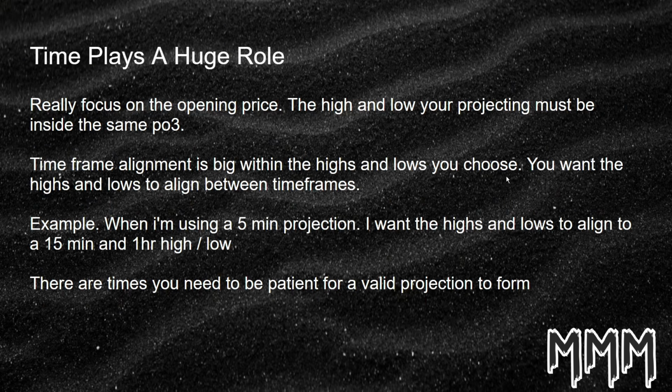Okay, time plays a huge role. Really focus on that opening price of the power of 3. The high and low that you are projecting must be inside the same power of 3. So if I'm projecting the 10 a.m. power of 3, for example, I'm not trying to key the fib from a high that was after 10 a.m. to a low that was before 10 a.m., because 10 a.m. was the start of that new 4-hour open. So if you're projecting that 4-hour power of 3, that's not what you're looking for.